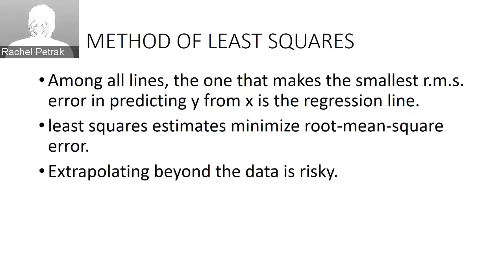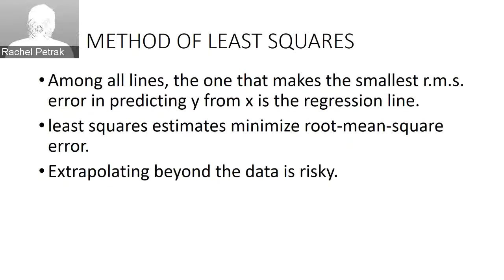We get a little introduction to the method of least squares. This is mainly important to help us remember that among all the lines, the one that makes the smallest RMS error in predicting Y from X is the regression line. This is how the regression line is different than R.